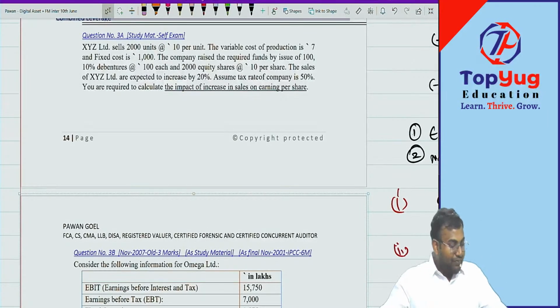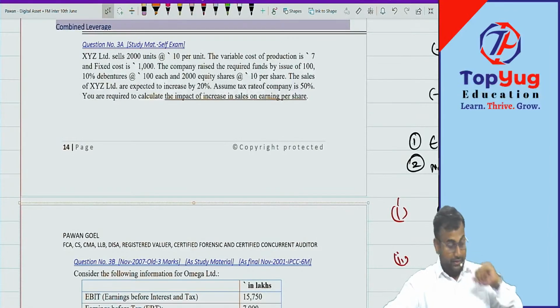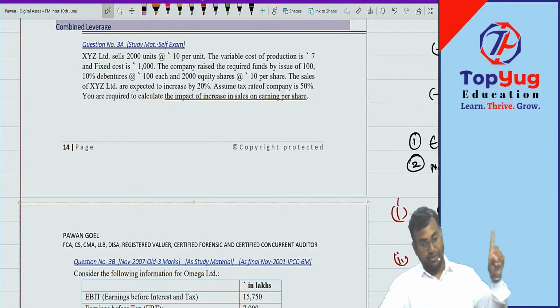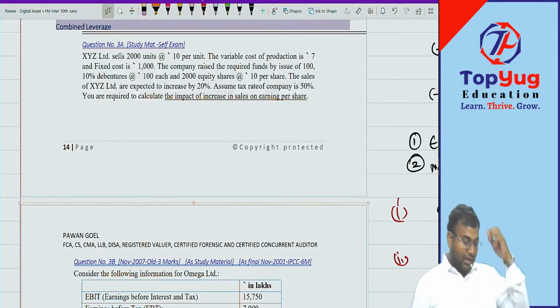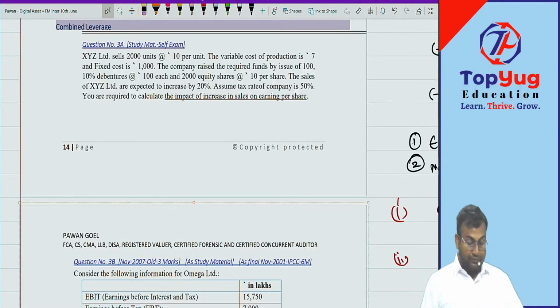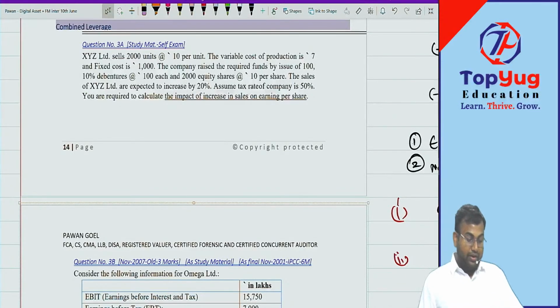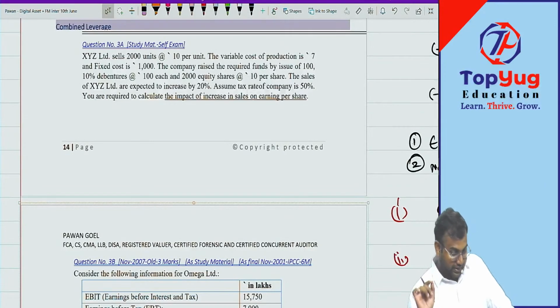Question 3A, XYZ Limited. So this is a combined leverage problem, right? XYZ Limited sells 2000 units of rupees 10 each, variable cost of rupees 7 and fixed cost of rupees 1000. The company raised the required funds by issue of 100 10% debentures at 100 each.